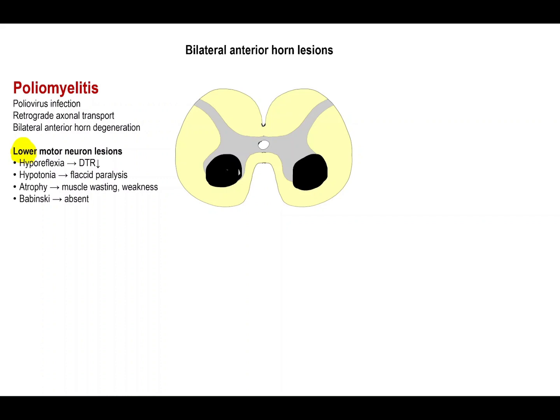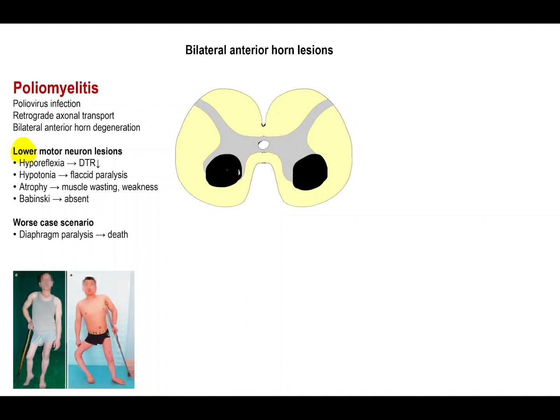Okay. So this is poliomyelitis. Your job is to memorize and understand that poliomyelitis causes degeneration, destruction of the bilateral anterior horn, which are lower motor neuron lesions. Worst case scenario, what could happen? Your diaphragm is also made of skeletal muscle, so if the diaphragm is not receiving enough impulses from the nervous system, it can lead to paralysis and eventually death due to respiratory failure.